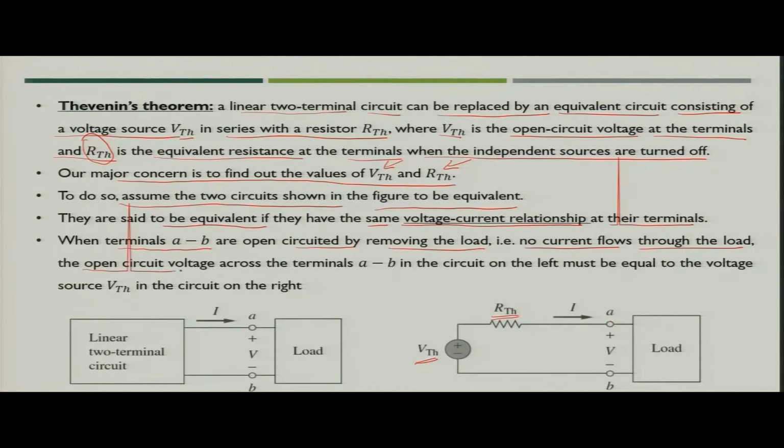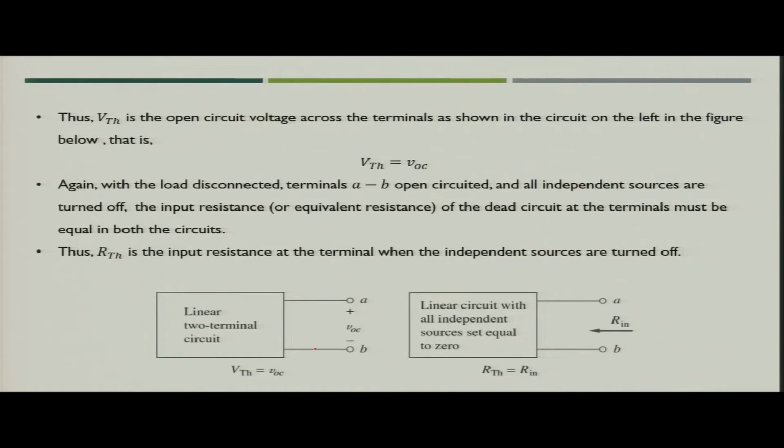Now, this open circuit voltage across the terminal AB in the circuit on the left must be equal to the voltage source VTH in the circuit on the right. So, that means that if you remove the load from here, there would be some voltage across terminal AB, and if you remove the load from here, there will be the same voltage coming across AB. So, using this particular equivalency, you can identify the voltage VTH.